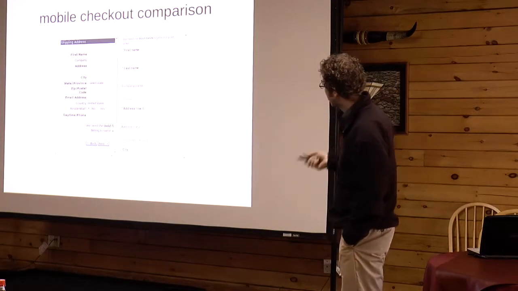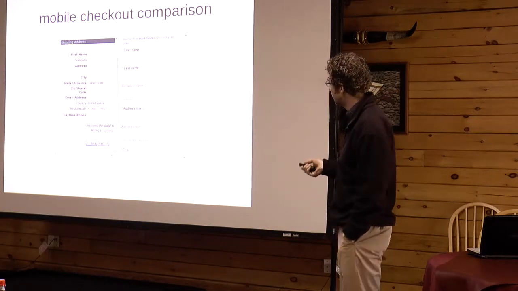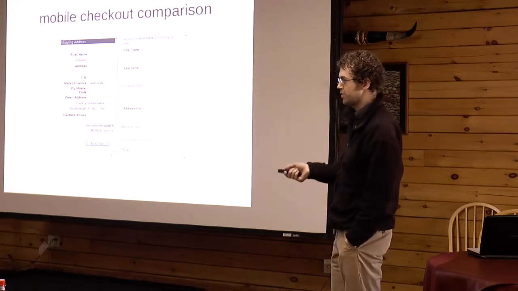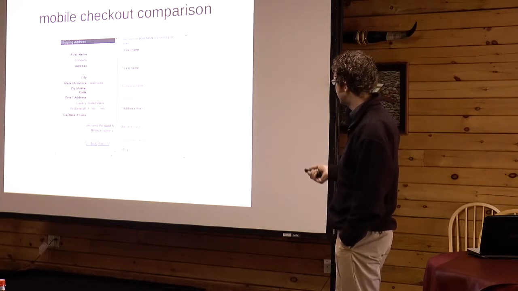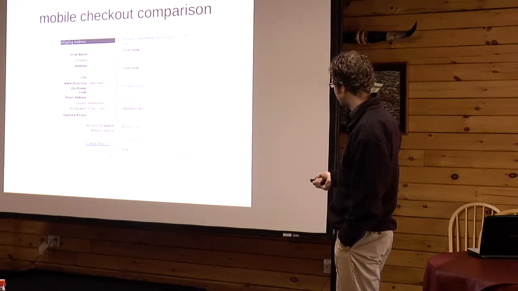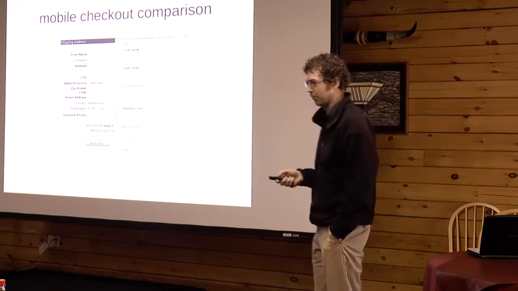So here's a comparison of the mobile checkout. On the left side is the standard template. Right side is the Strap template. You'll notice that there is no horizontal navigation, no horizontal scroll bar on the new one. And so that's just a little taste of that.